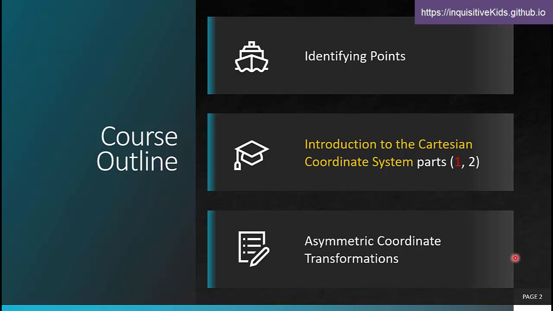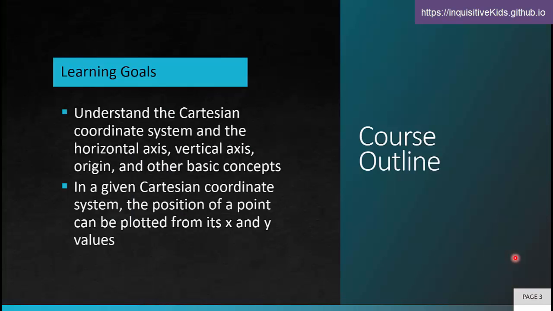So in this lesson, we will be diving into part 1 of Introduction to the Cartesian Coordinate System. There will be a part 2 that comes after this, so stay tuned for that. Your learning goals for today are to understand the Cartesian coordinate system and the horizontal axis, vertical axis, origin, and other basic concepts. Our second goal is that, in a given Cartesian coordinate system, the position of a point can be plotted from its x and y values. So, learning how to plot points on the coordinate system.